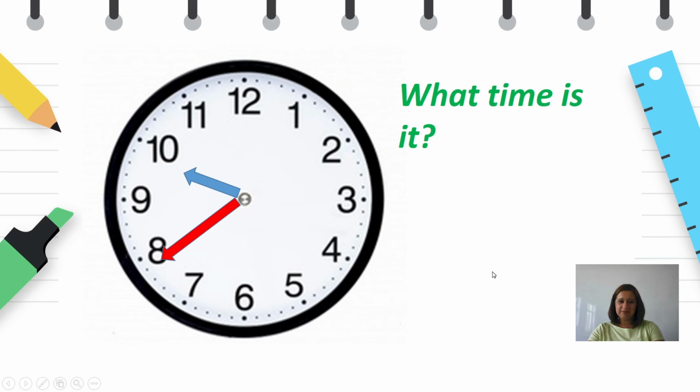What about here? The small hand is almost at number 10, whereas the big hand is at number 8. So let's see how many minutes until it's 10 o'clock.